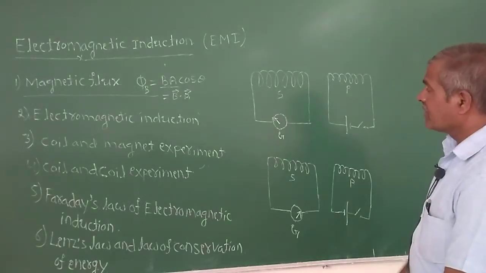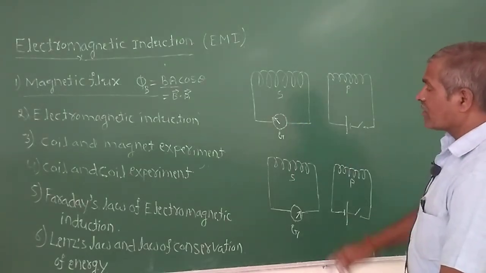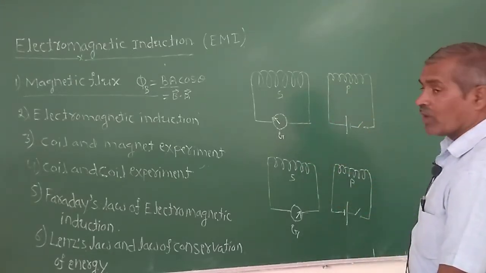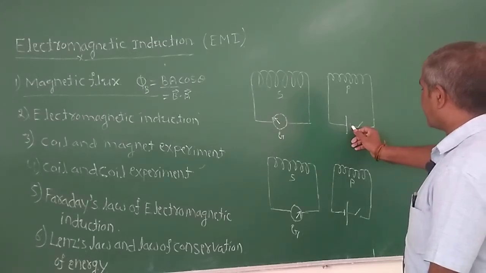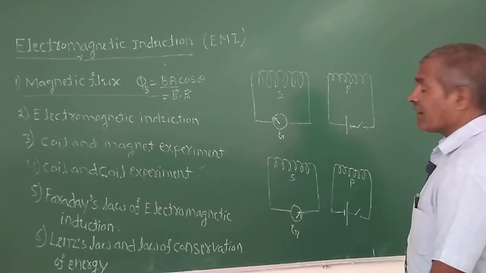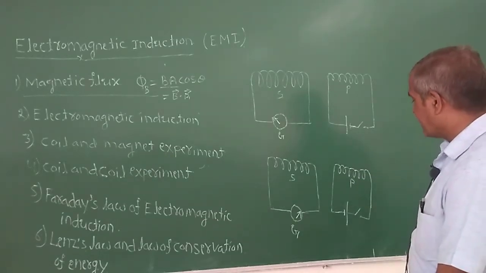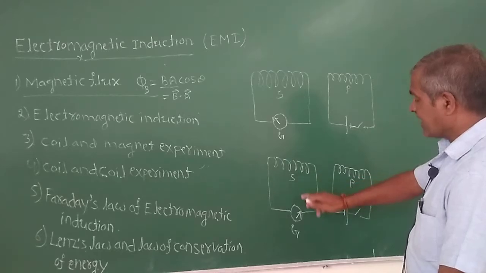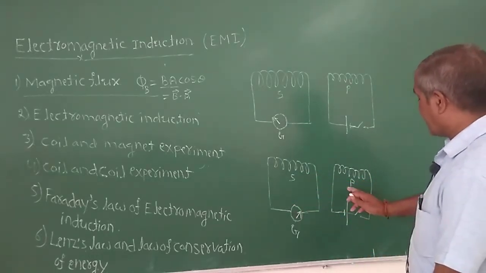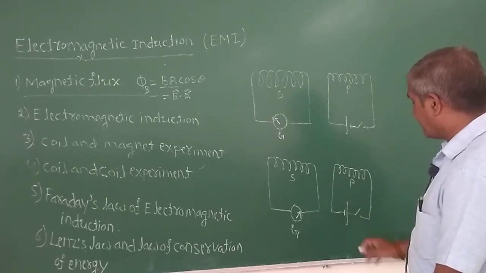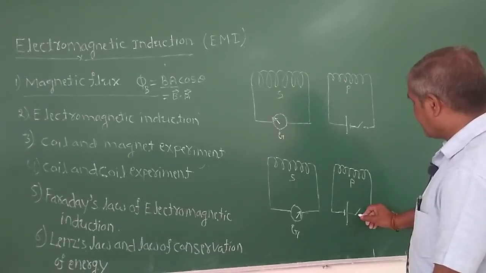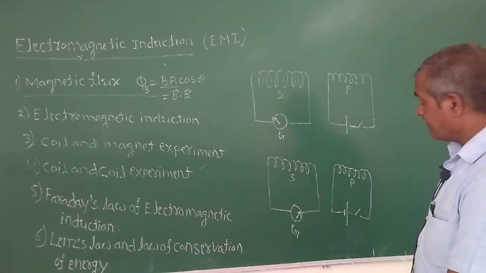Now, across the secondary coil, one galvanometer is connected. Across the primary coil, one battery is connected, and a tapping key is also connected. See, this is the secondary coil, with the galvanometer across it. Across the primary coil, one battery and one tap key are connected. Okay?